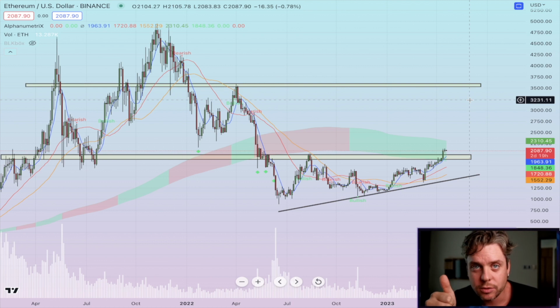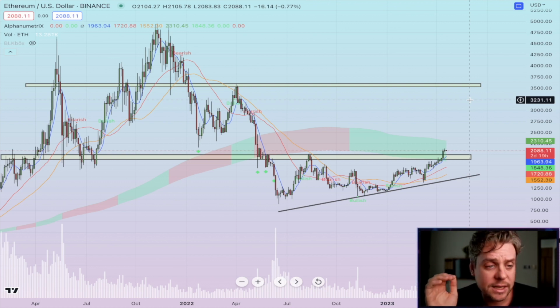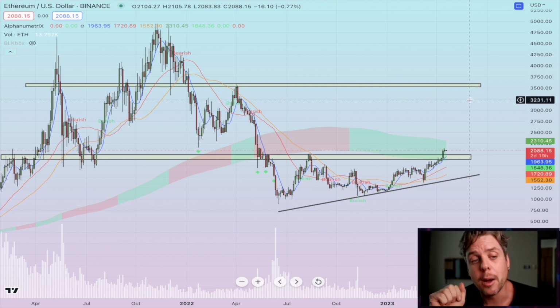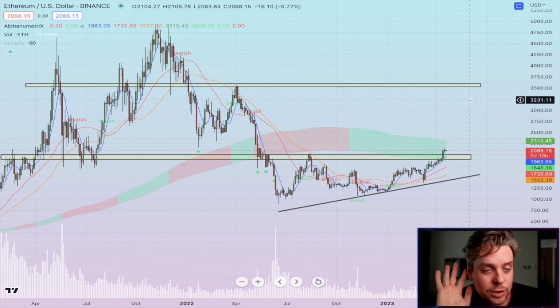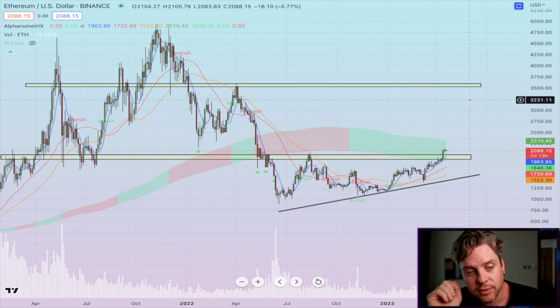Now, we need Bitcoin to cooperate. This would correlate with Bitcoin at around $40,000, $45,000, $50,000. And we need retail to come in. We need people to FOMO in and think that they're missing the next big bull run in crypto. So that's what I'm listening to as far as the narrative. That's what I'm wanting to see as far as the chart.